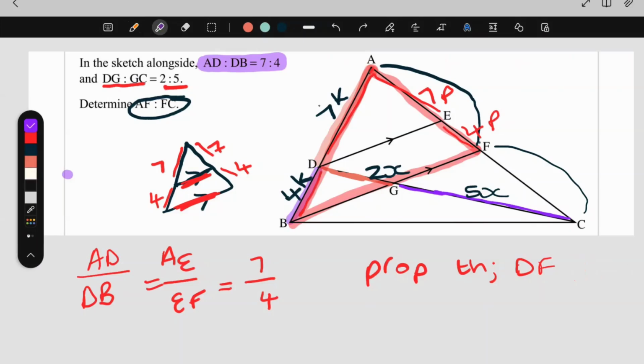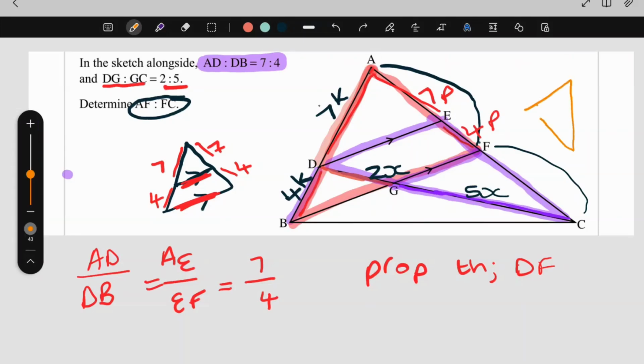Now I'm going to look for another prop theorem. This is a prop theorem triangle because there's the two parallel lines. If you take this out, these lines are parallel, then this over this is this over this. That means if this is 5 over 2, then this is also 5, and then this is 2. But because I'm busy with the ratio, I have to add a letter. So I'm going to add Y. So I'm going to make this Y and that Y.